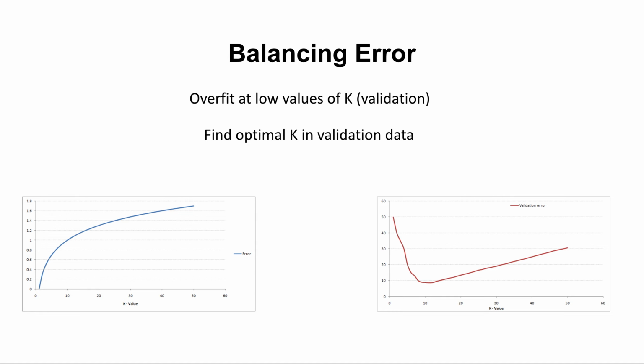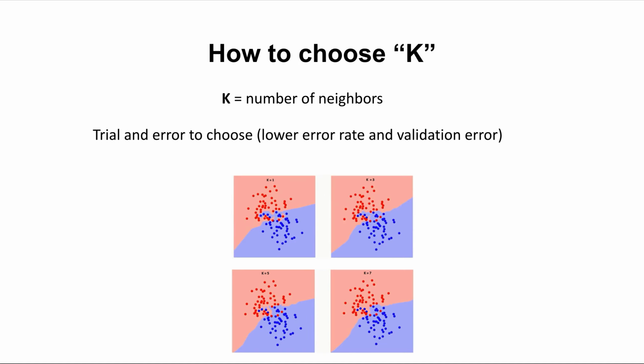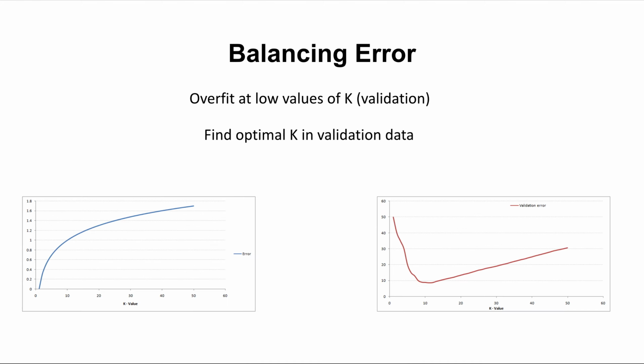So the takeaway here is that we do trial and error across different iterations of K. So we'll look at K equals 1, K equals 2, K equals 3, etc. And then based on that, we'll look at these curves for error and validation error to find out where we want to find that optimal K.